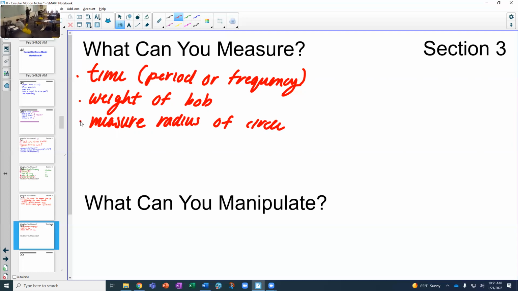I think, did I cut somebody else off? Yeah, Griffin? Velocity. We could calculate the velocity, right? I don't think we have any instrument that would help us to measure it directly. So we could determine the velocity, but not measure it directly. Anything else we can measure?